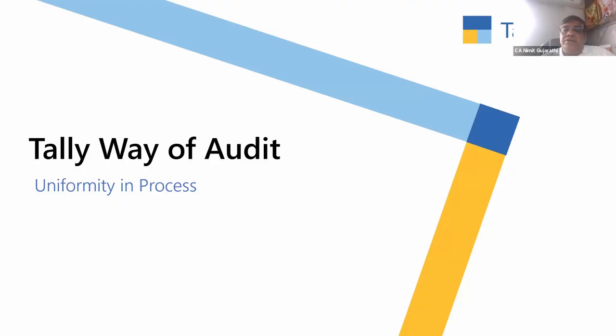So let me start with the Tally way of audit: uniformity in process. The basic idea is that everyone should work under a synchronized process whereby maximum use of the software can be taken.